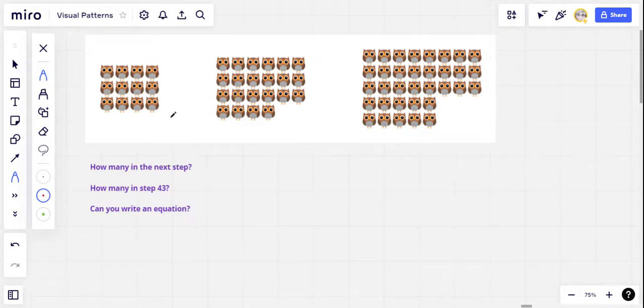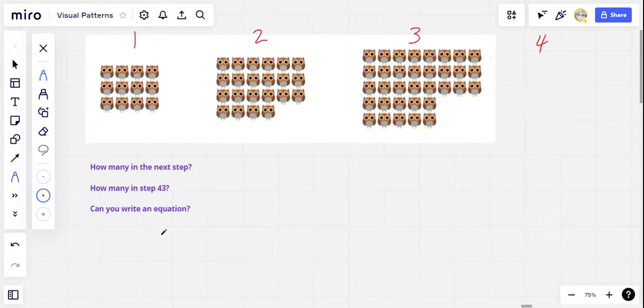And today we've got lots of owls. So here's step one, here is step two, and here's step three in this visual pattern. And your challenge would be to figure out how many owls are going to be staring back at you in step four. If you can do that, then maybe you can take on the challenge of how many owls there would be in step 43.